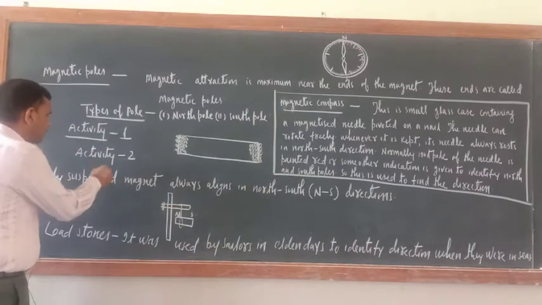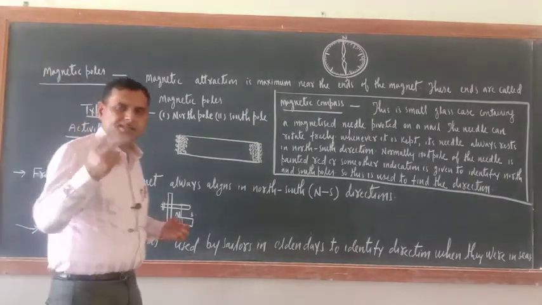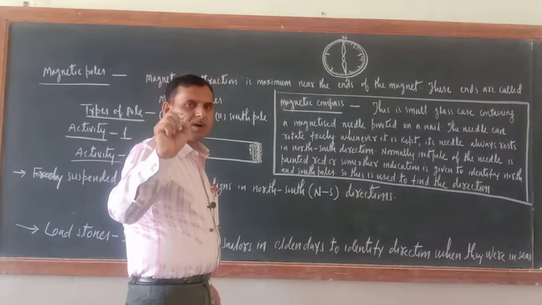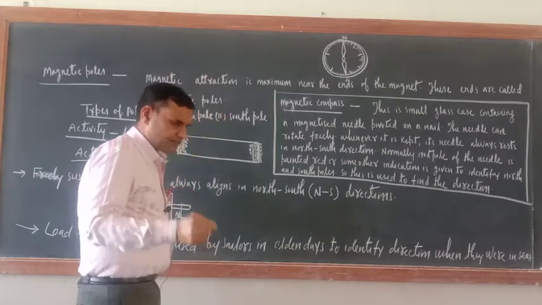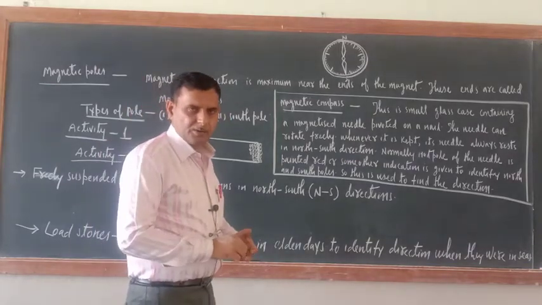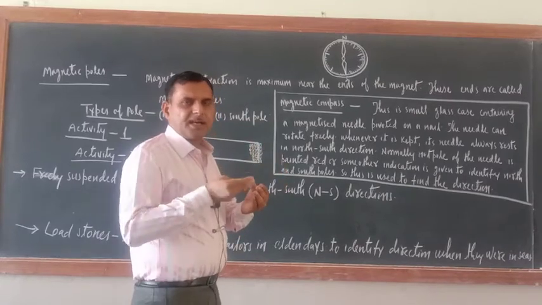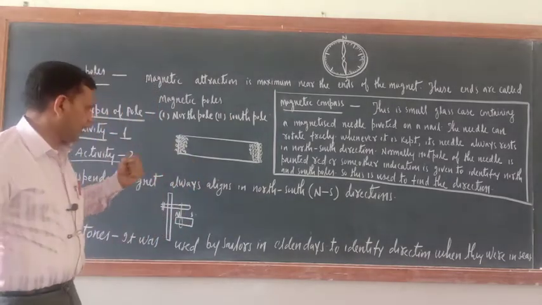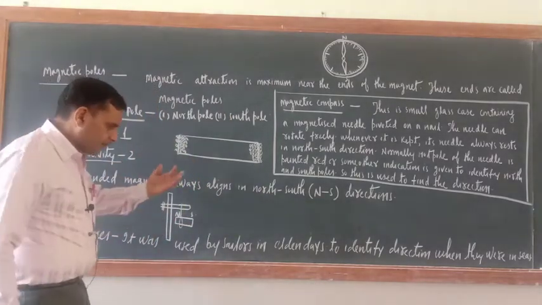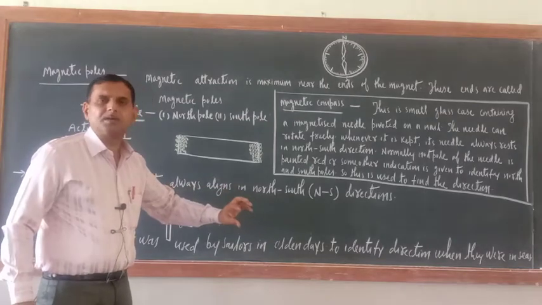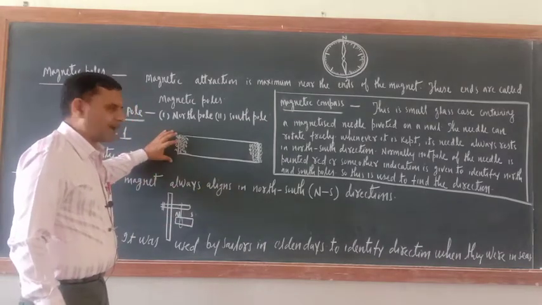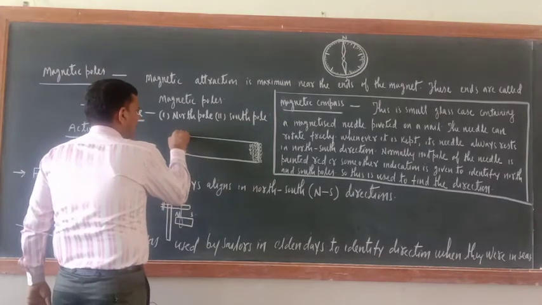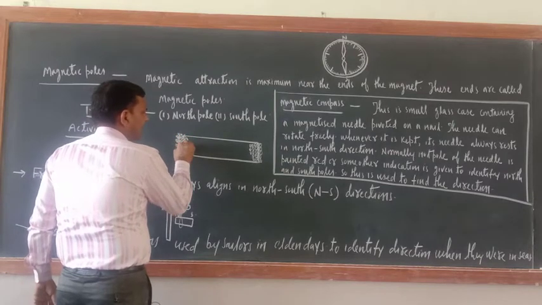This is activity number 2. Just take iron filings, small scratches or small patches of iron, just like a salad, a small finger salad. And now near that heap of iron filings, you bring a bar magnet. Then what you will see is that at the ends of the magnet, those iron filings get attracted.